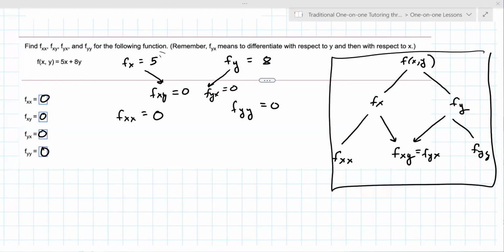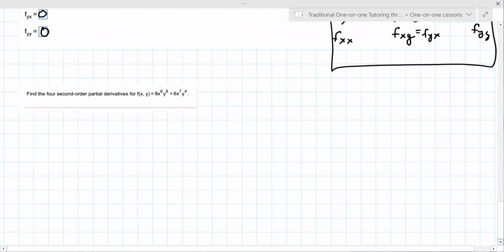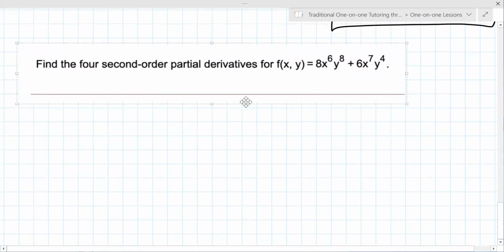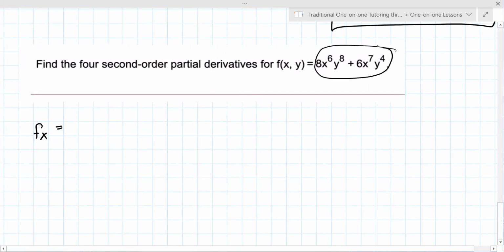All right. So again there's this nice progression that we can do here. And I would recommend first finding fx. So when I look at this thing up here, the y's are constant. So if you need to, you can rewrite it as 8y to the 8th x to the 6th plus 6y to the 4th x to the 7th. And the reason is because this stuff right here is just constant. It just comes along with it.